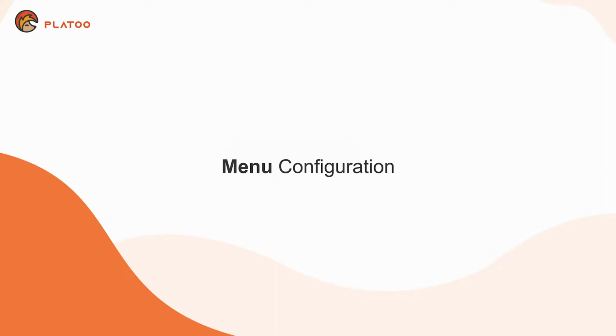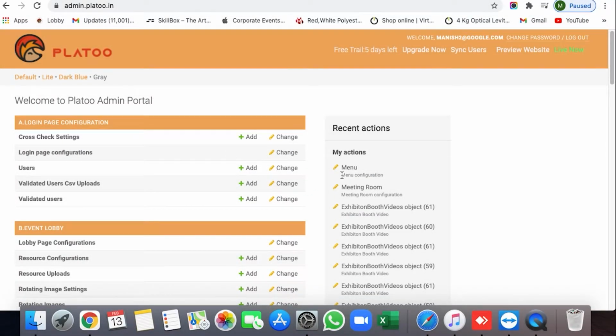So I'll be taking you through the meeting room configurations, the menu configurations, assigning moderators, the networking and the conference zones, chat, poll, Q&A, notification and sessions. So let's get started. Today we're going to look at how to configure the menu on the platform.